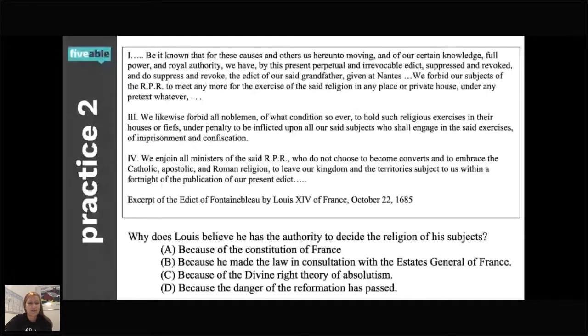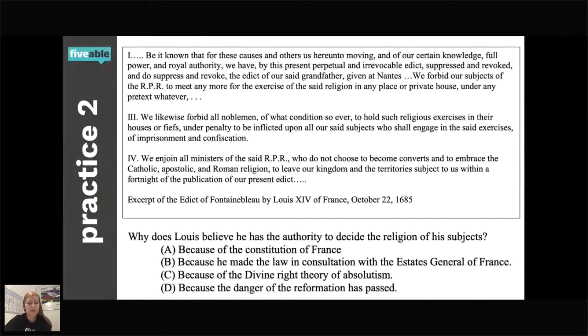We likewise forbid all noblemen of what condition soever to hold such religious exercises in their houses or fiefs, under penalty to be inflicted upon all our said subjects who shall engage in the said exercises of imprisonment and confiscation. We enjoin all ministers of the said RPR who do not choose to become converts and to embrace the Catholic, Apostolic, and Roman religion to leave our kingdom and the territory subject to us within a fortnight of the publication of our present edict.